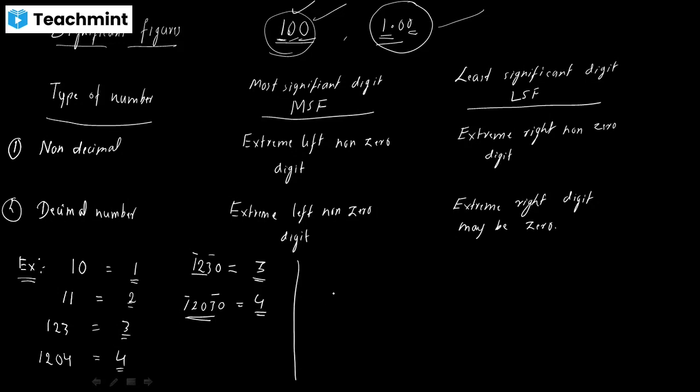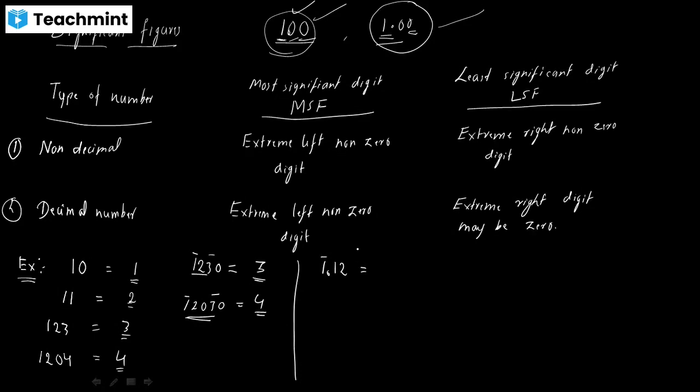Shall we go for the decimal now? So this is non-decimal. Let us go for decimal. 1.12. Now tell me, in 1.12, what is the extreme left non-zero?